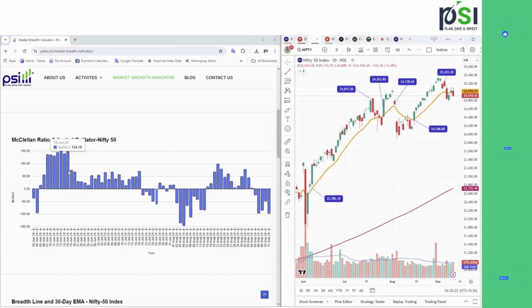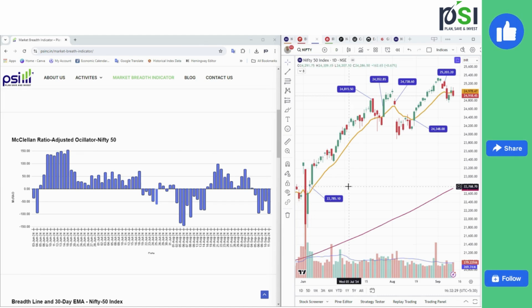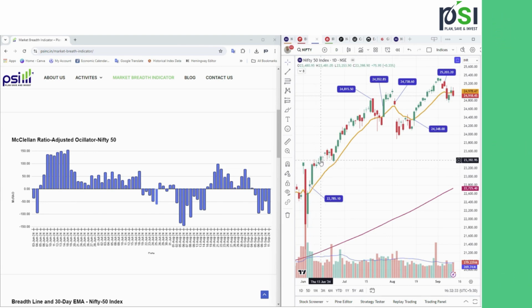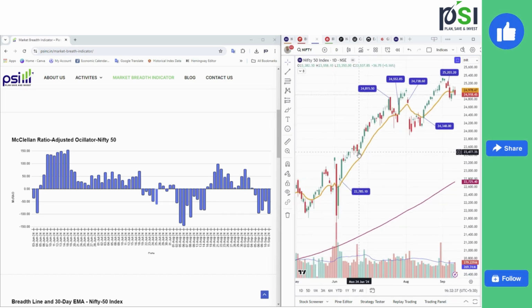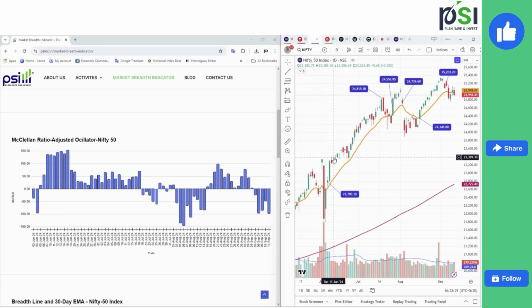You can see here, suppose on 18th June the market is at 154. On 18th June, the market was at an all-time high. So you can consider that here you can book some profits, because then the market is going to cool down.